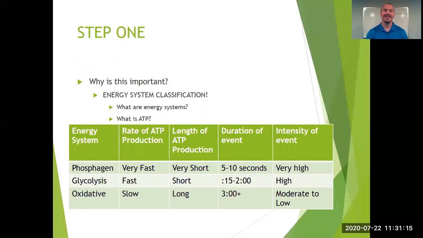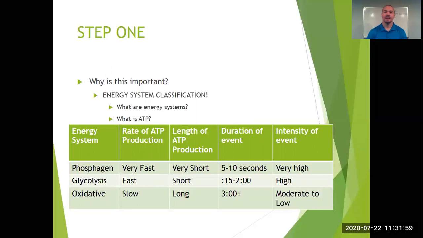For short 5 to 10 second efforts, we're going to use our phosphagen system. For middle range efforts, 15 seconds to 2 minutes, we're going to use glycolysis. And for longer efforts of 3 minutes and more, we'll be using our oxidative system. So if the sport is going to predominantly be a sub 5 second effort, such as a shot put on a track and field team, we probably don't need to have excellent oxidative energy level systems, because that's not going to have a whole lot to do with what we're competing in.